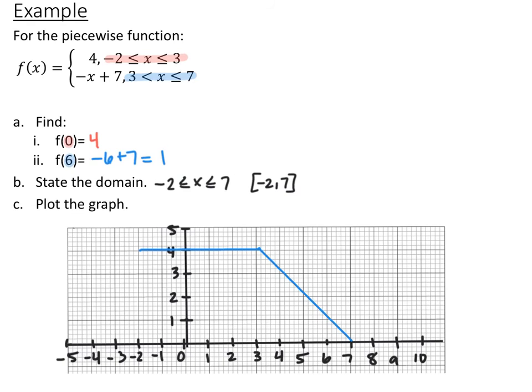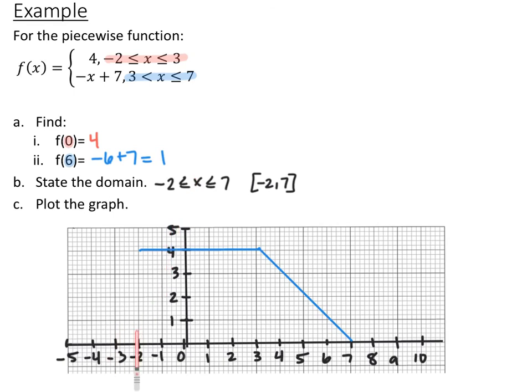So for the domain, when you're doing a domain of a piecewise function, just look at the intervals here. What's the smallest x that they show us? The smallest x is negative 2 included. And then we go all the way up to 3, we include 3, and then everything bigger than 3 up to 7 included. So our total domain for our function is negative 2 is less than or equal to x, which is less than or equal to 7. Or if you write it in interval notation, negative 2 to 7 with brackets for included.